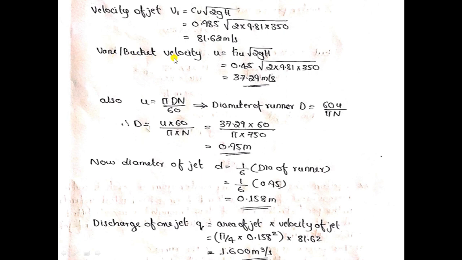The vane or bucket velocity u is given by the formula u is equal to Ku into square root of 2gH. Here the value of Ku is 0.45. So if we substitute all other values, we will get the vane velocity as 37.29 meters per second.